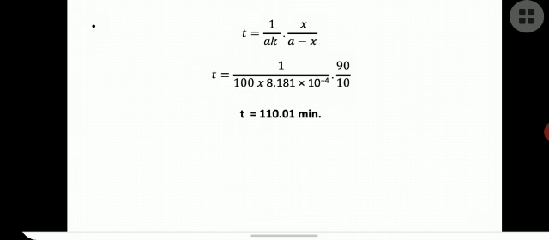Now we want to find the value of T. So T is equal to 1 upon aK into x divided by a minus x. Therefore, T is equal to 1 divided by 100 into 8.181 into 10 raised to minus 4 into 90 divided by 10. Therefore, T is equal to 110.01 minutes.